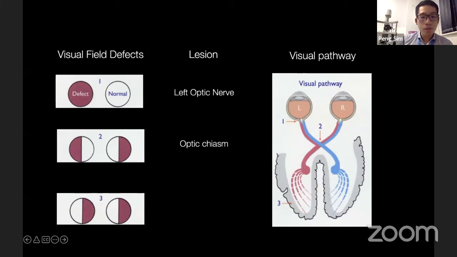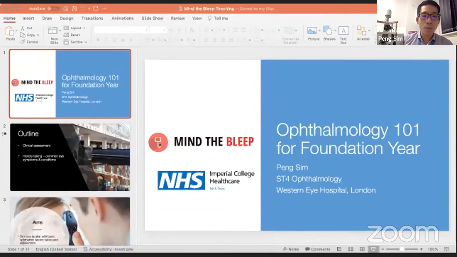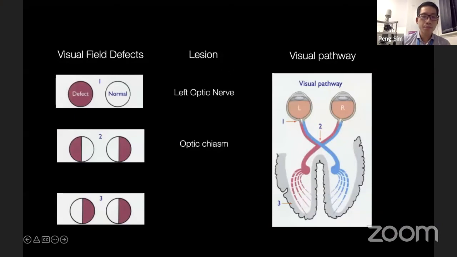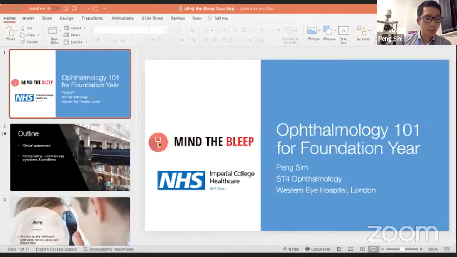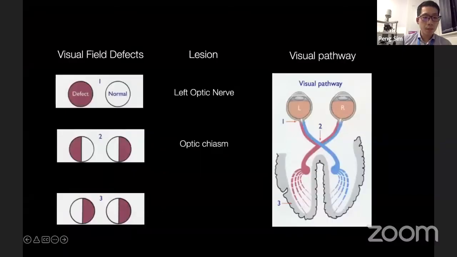So number 3, visual field defect. Can anyone just say what that is? Sorry, oops, I showed the answer there. But can anyone name what the visual field defect is? I'm just going to have a look at the chat here and see if anyone volunteers. No? Okay.